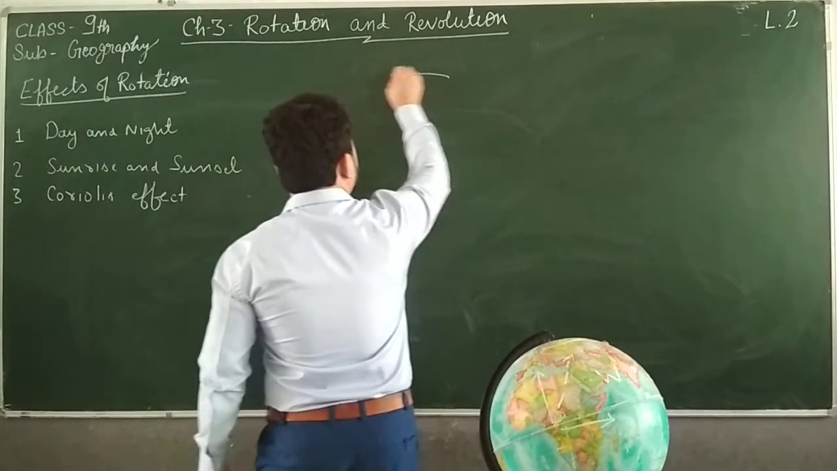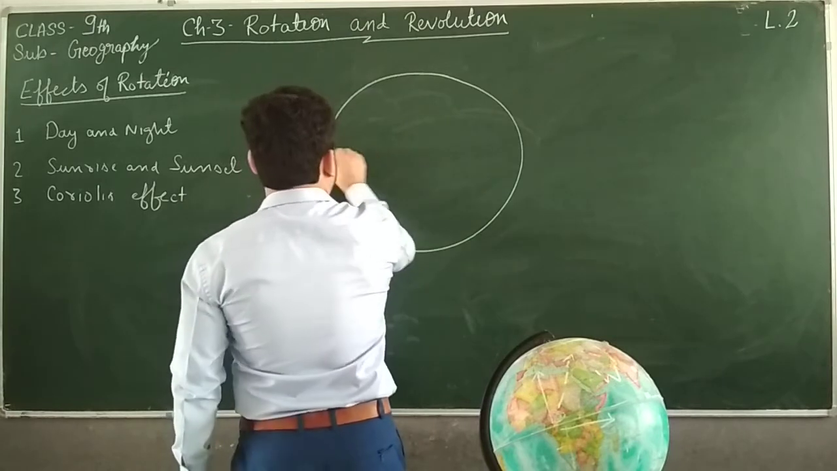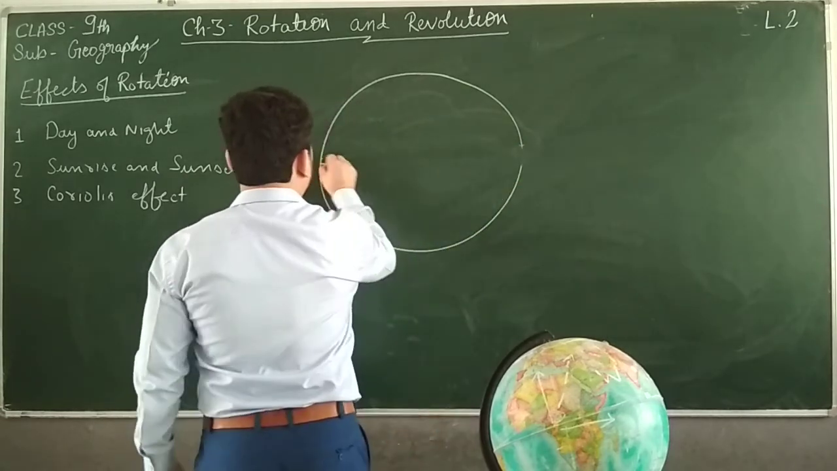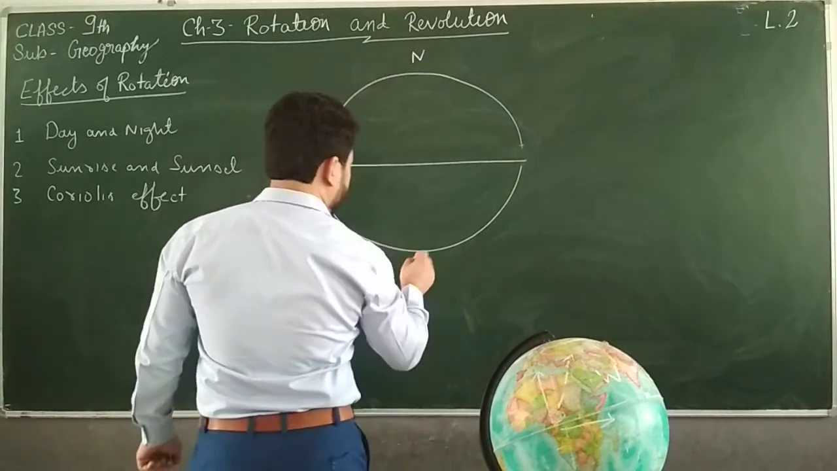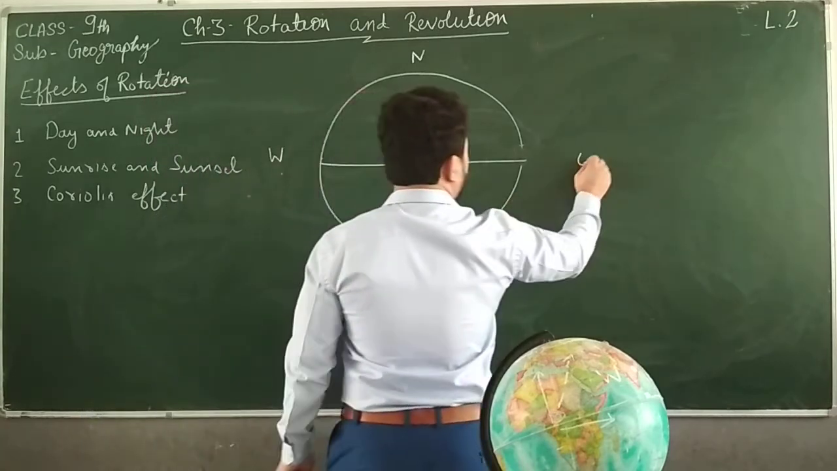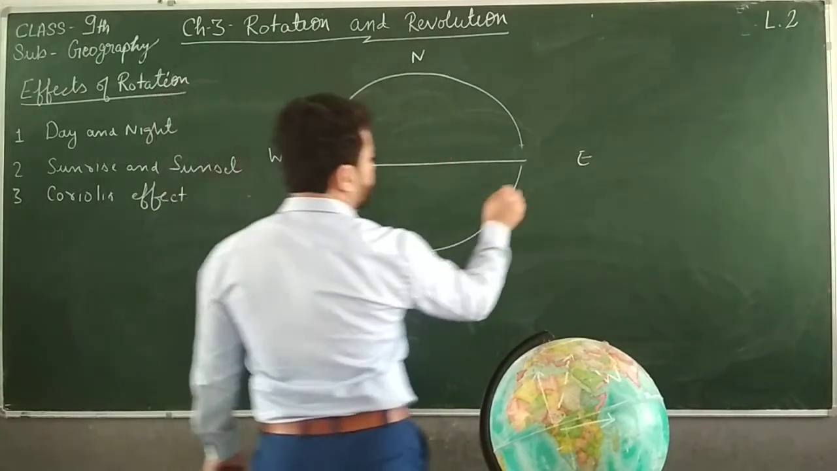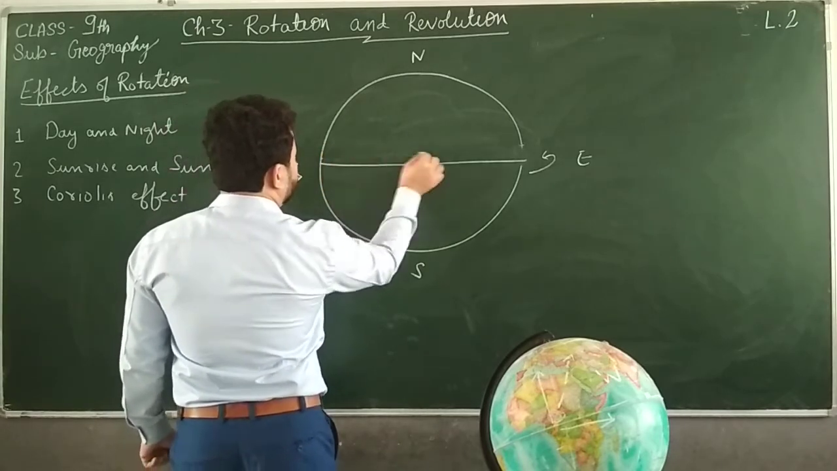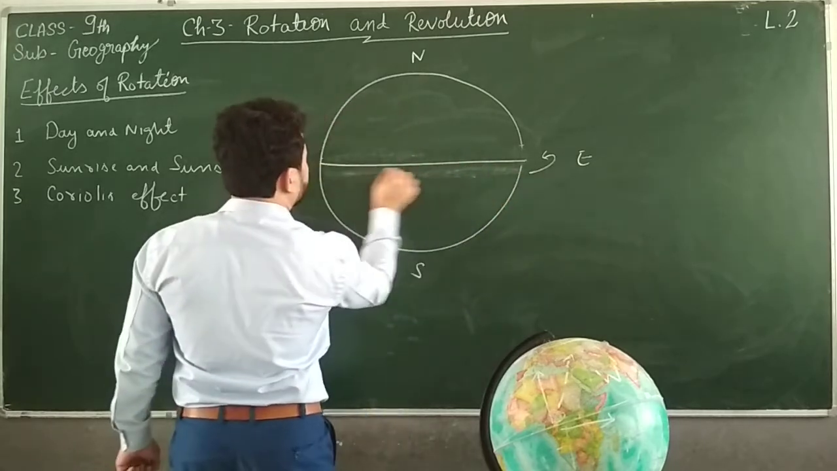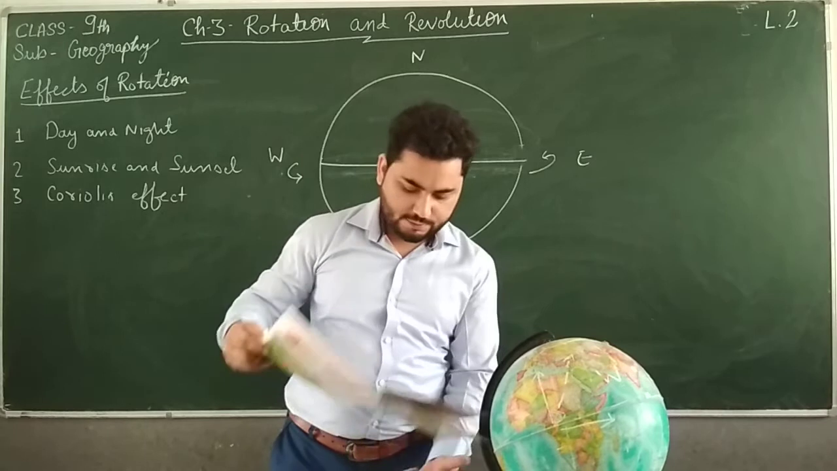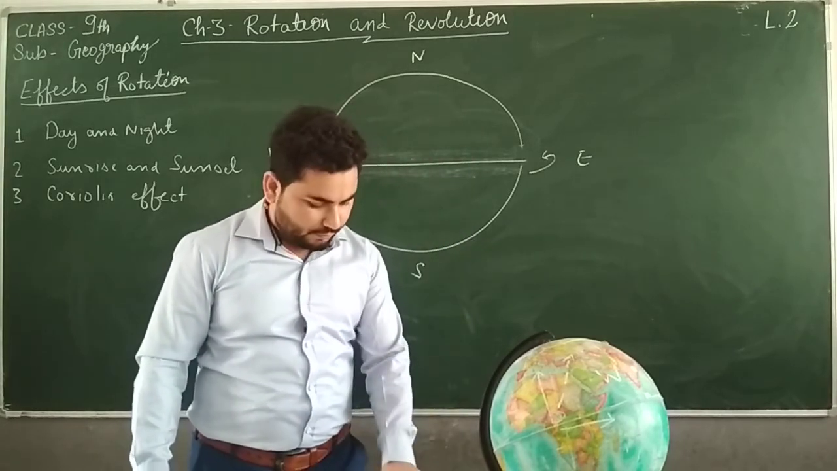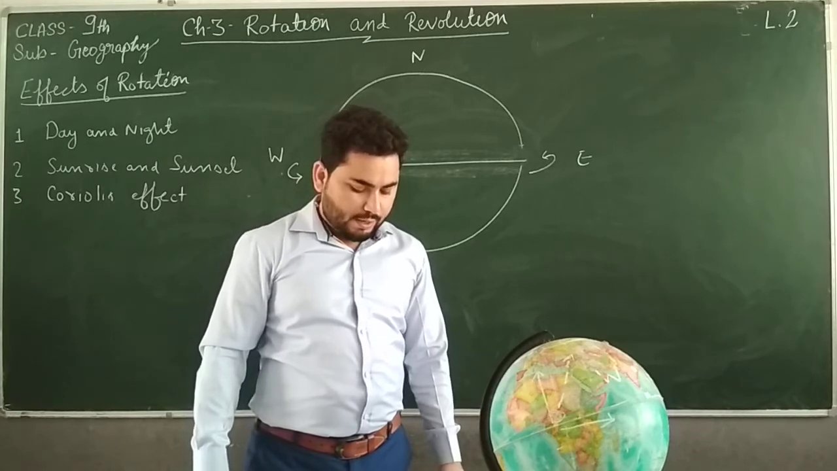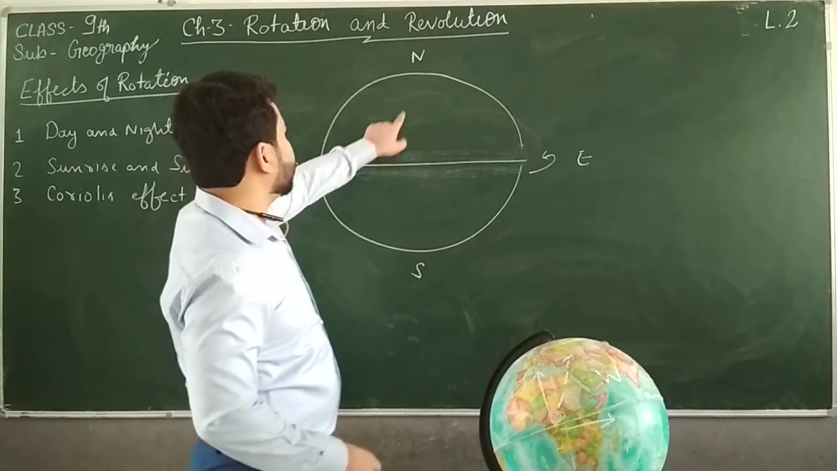So what is the Coriolis effect? This is Earth, this is the equator, the northern hemisphere, the southern hemisphere, west and east. Earth is rotating from west to east in this manner. Here the speed of rotation at these places will be higher. We have already studied this in the first lecture. In your book it is given on page number 24: the speed of Earth's rotation at the equator is 1670 kilometers per hour. The speed decreases towards the pole.